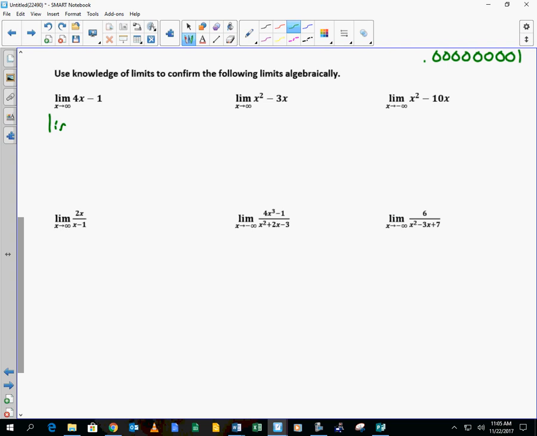The best way to think about this is to use a different principle. And this is what you're going to be expected to do on your test. We factor out the largest variable or largest term. Okay, we're going to factor out an x. When I factor an x out of 4x minus 1, what are you left with? 4 minus 1 over x.